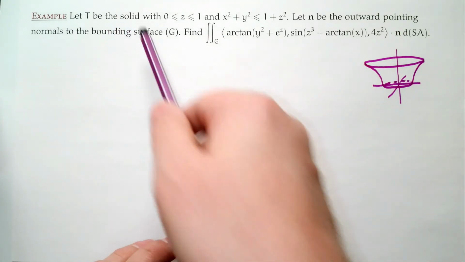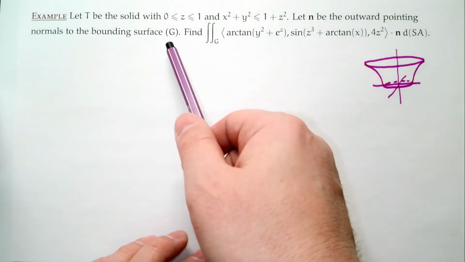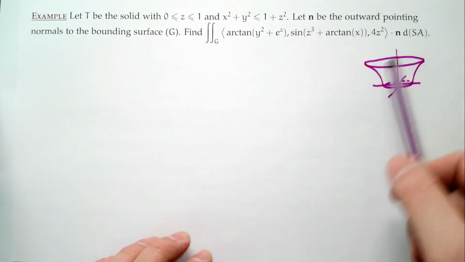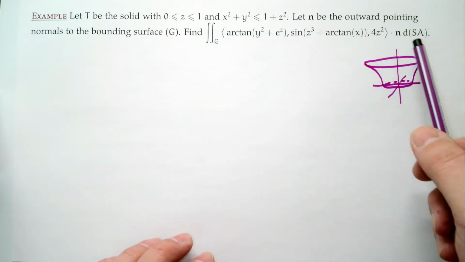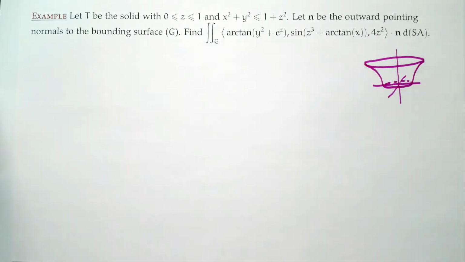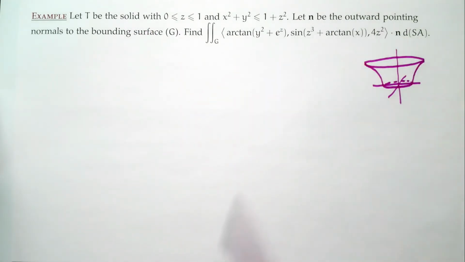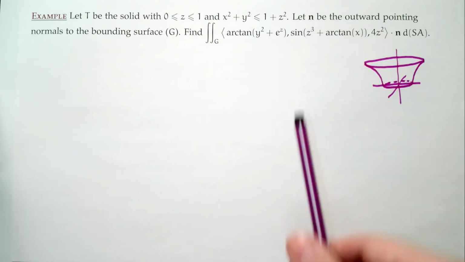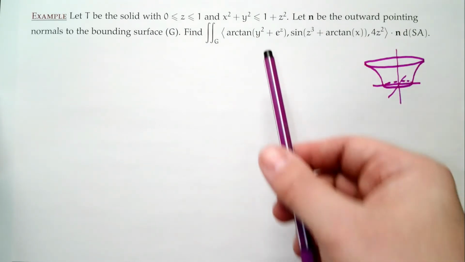Okay, so we have this solid. Ooh, see the word solid. And we have n is outward pointing normal to the bounding surface, g. Okay, so g is our surface. And we want to find the integral of this crazy looking thing, dot n. All right, well, a solid, and we're computing flux. So this is divergence theorem. And of course, we don't want to do this surface integral because first off, that surface does not look fun, and second off, the pieces look terrible.